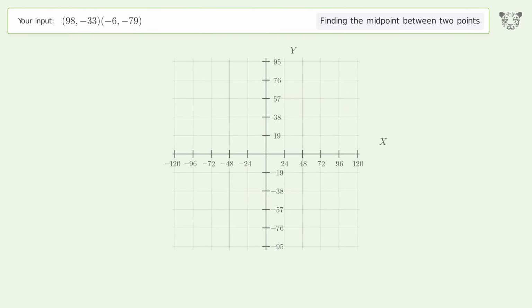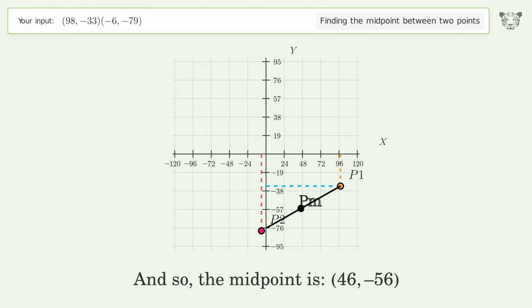And so, the midpoint is 46, negative 56.